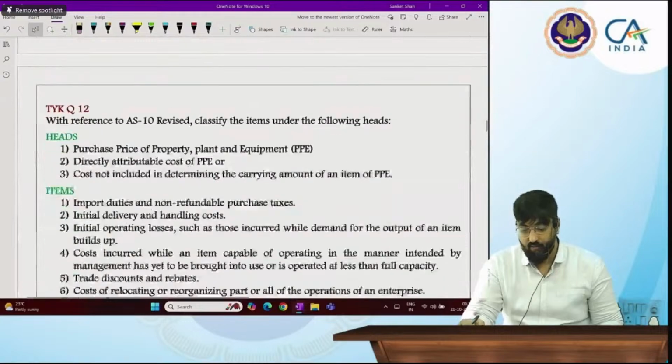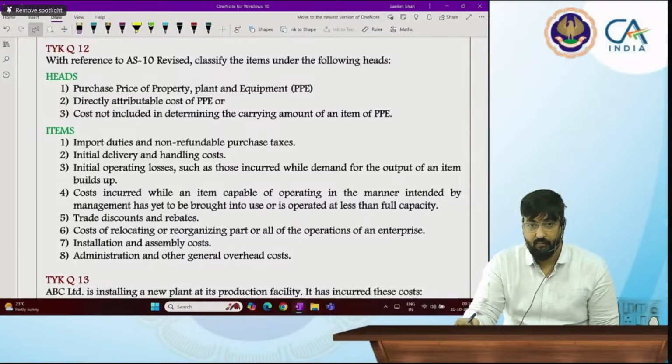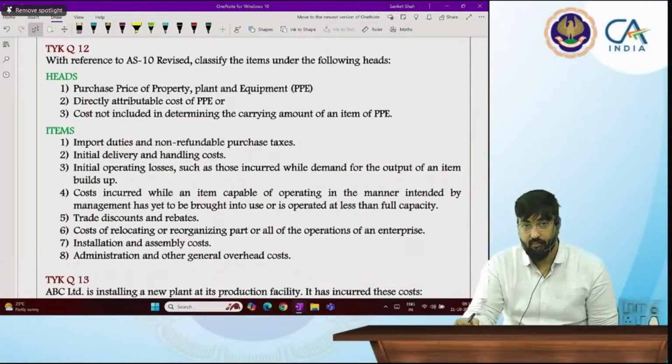Come to TYK 12. TYK 12 with reference to AS 10 revised: classify the items under the following heads: purchase price of the property, plant and equipment; directly attributable cost; and cost not included in determining the carrying amount of an item of PPE.